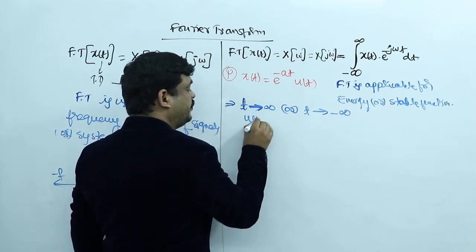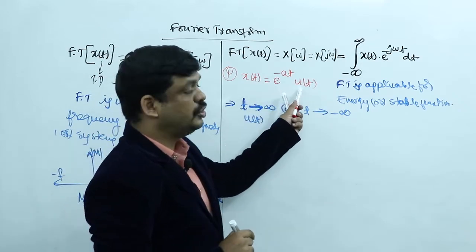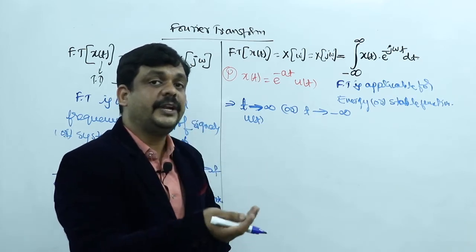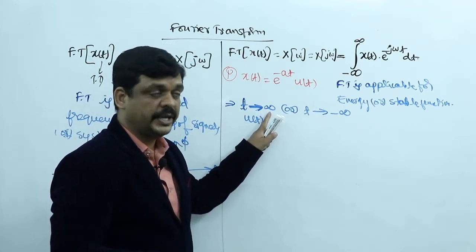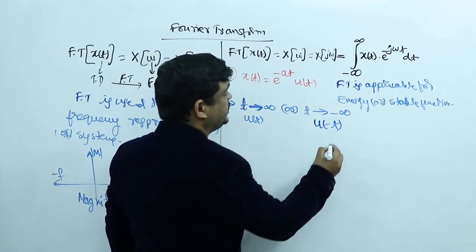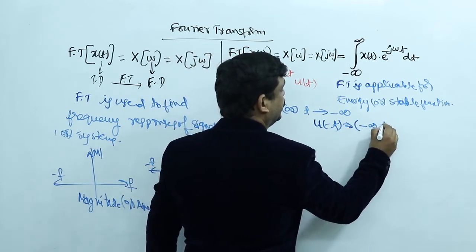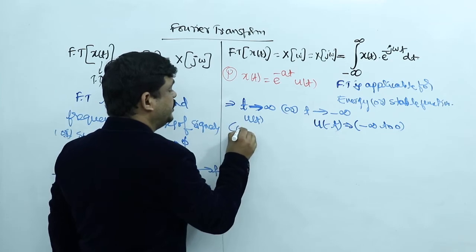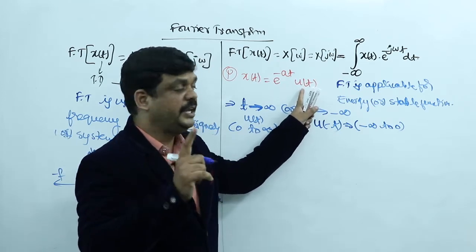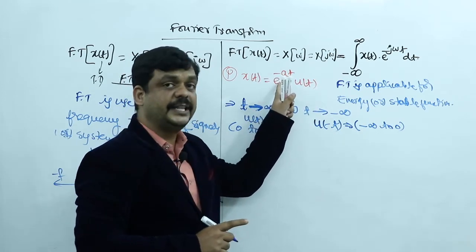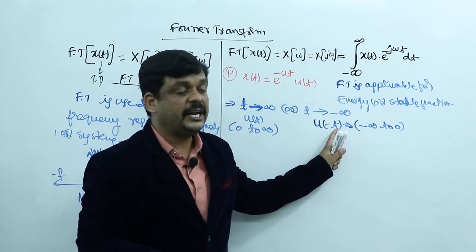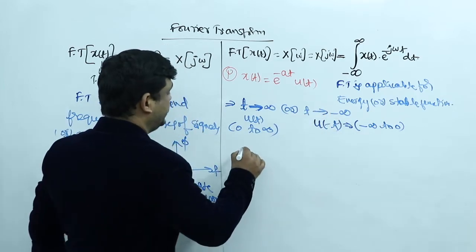If the function is defined with u of t representation, the time limits change from 0 to infinity. From that we have to take large time period, that is t tends to infinity, right? And if the function is multiplied with u of minus t, the limits are minus infinity to 0. What are the limits of u of t? 0 to infinity, right? So if any function is multiplied with u of t, immediately we have to substitute t tends to infinity in that. Otherwise, if the function is multiplied with u of minus t, then immediately we have to apply t tends to minus infinity.